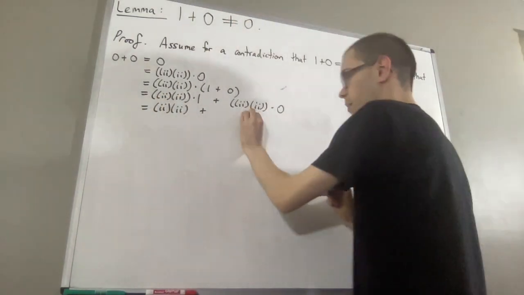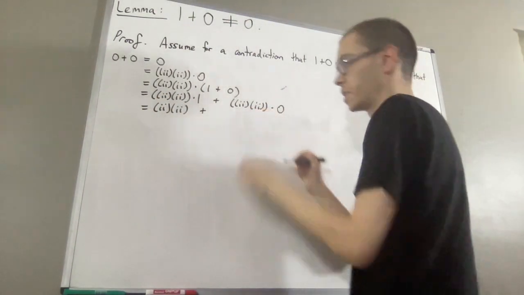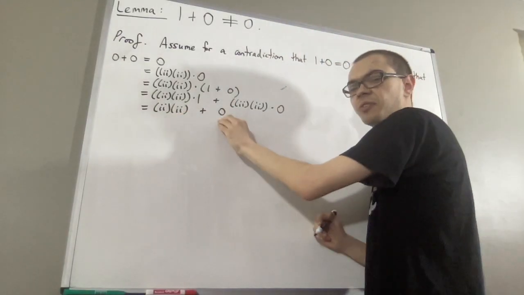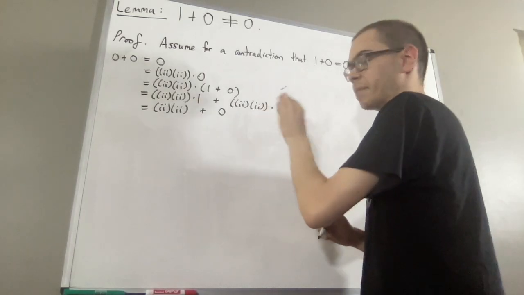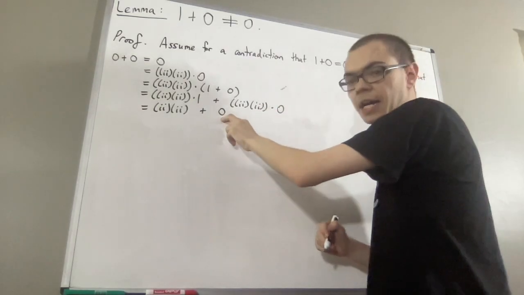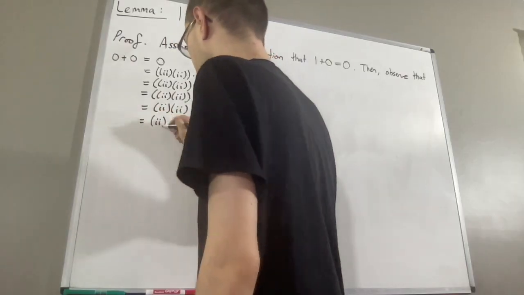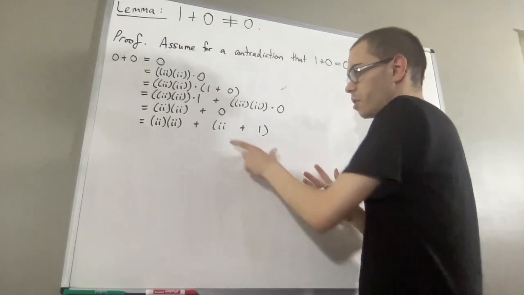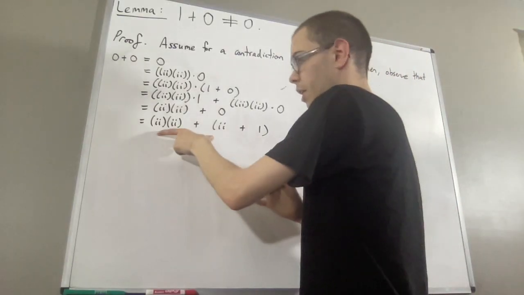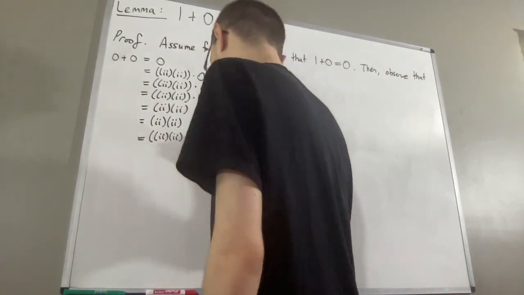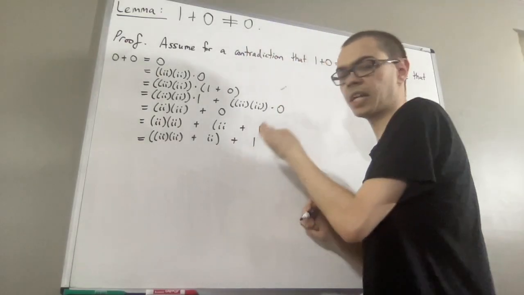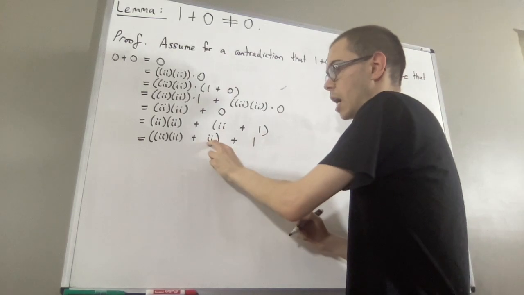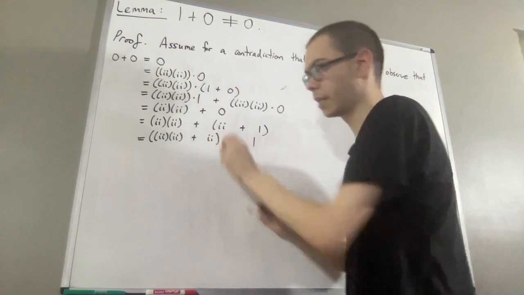But then when we do any complex number times 0, we know that it gives us 0. So we're left with i times i plus 0. But then, by axiom 7, we know that 0 is i plus 1. So then, let's apply the associative law of addition. We can move these parentheses around here. Now we know that any complex number times 1 gives us that complex number, so i times 1 gives us i.